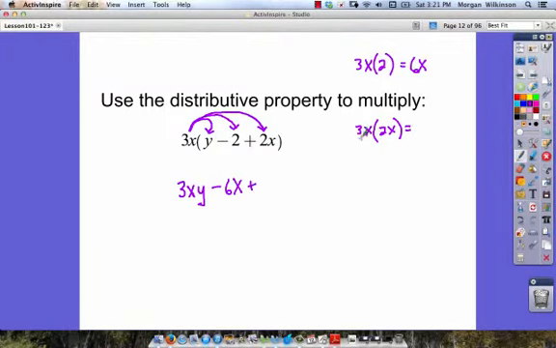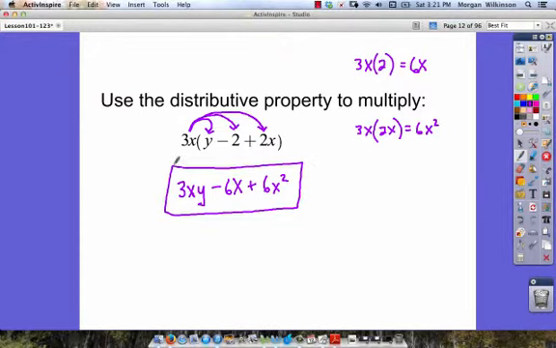If we work with the numbers first, 3 times 2 is 6. And x times x is x squared. So we get an answer of 6x squared. So plus 6x squared. And we've got our final answer. We can't simplify any of our terms because none of them are like terms. They don't all have the same variable.